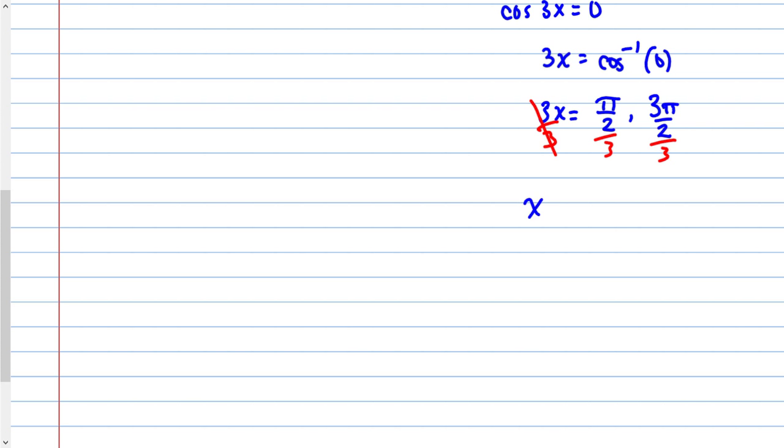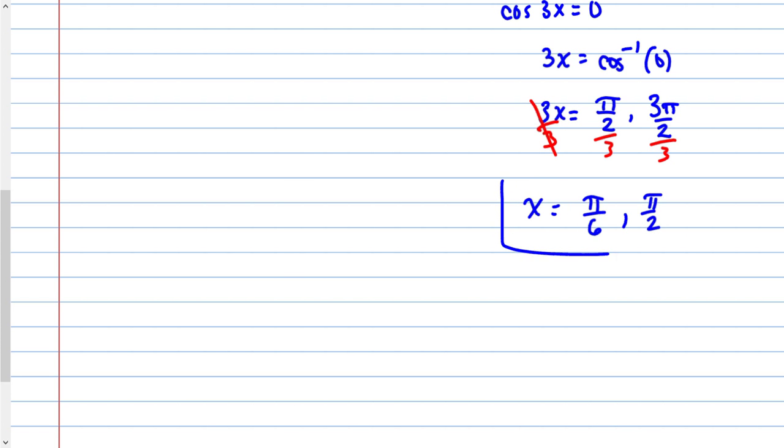So we got x equals. Now, pi over 2 divided by 3 is the same as saying pi over 2 times 1/3, so pi over 6. And then same here, this is pi over 2. Right, did I do that there? 1/3, the 3's cancel out. Yeah. Okay.